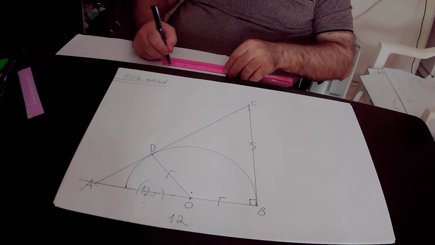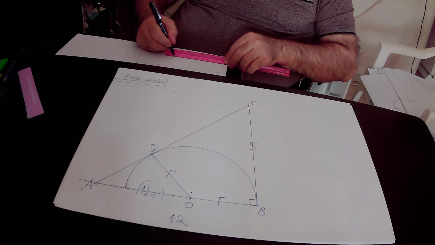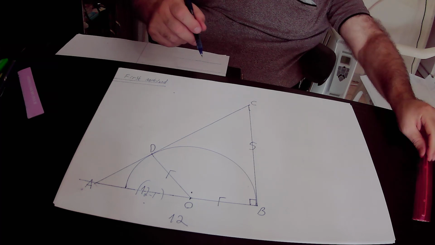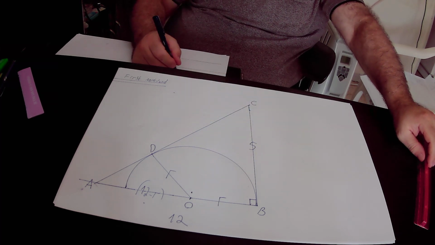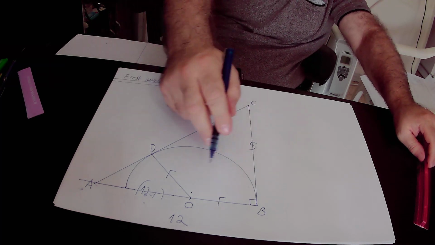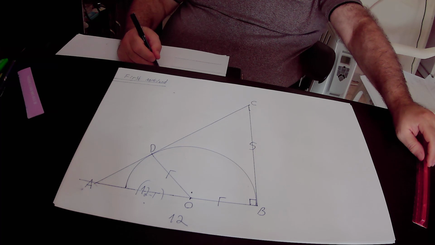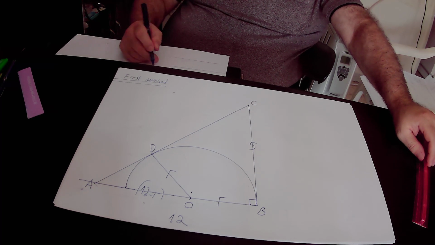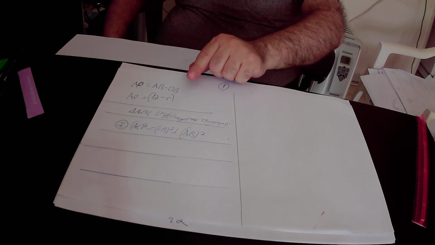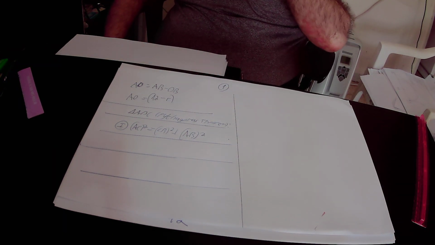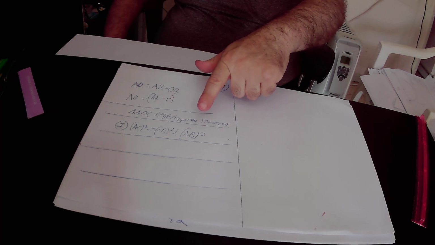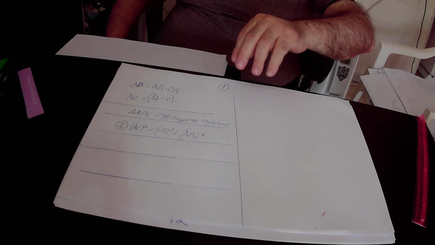AC squared equals the sum of the squares of the perpendiculars. That is to say, it equals CB squared plus AB squared. I will repeat again. In the right triangle ABC, the square of the hypotenuse equals the sum of the squares of the perpendiculars. That is to say, AC squared equals CB squared plus AB squared.